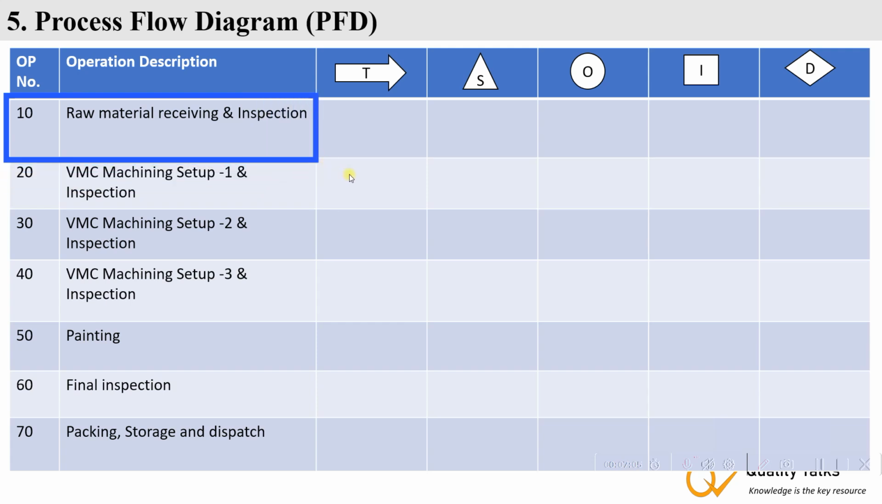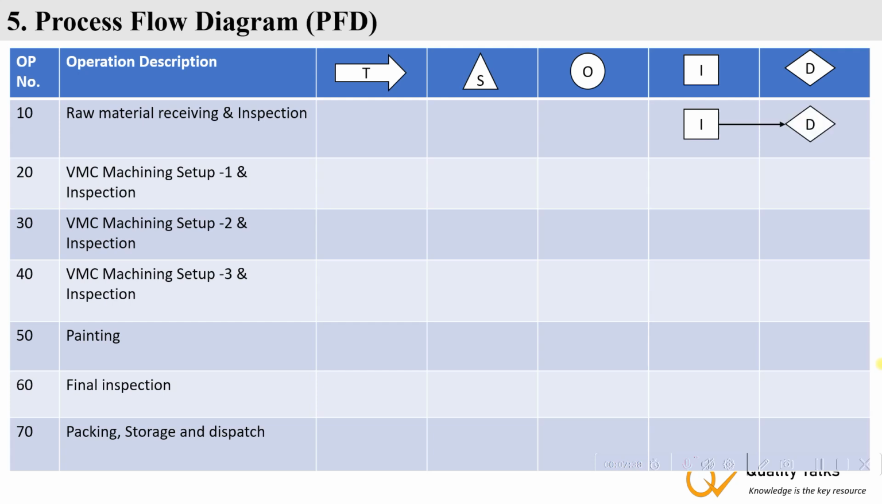In OP10, raw material is being received and inspection is being done. So the first operation is inspection. After inspection, decision is being done. We are considering only OK decision in this case. After OK decision or go decisions, the material is being stored into the store. Now the material transportation is being done from store to VMC machining station.